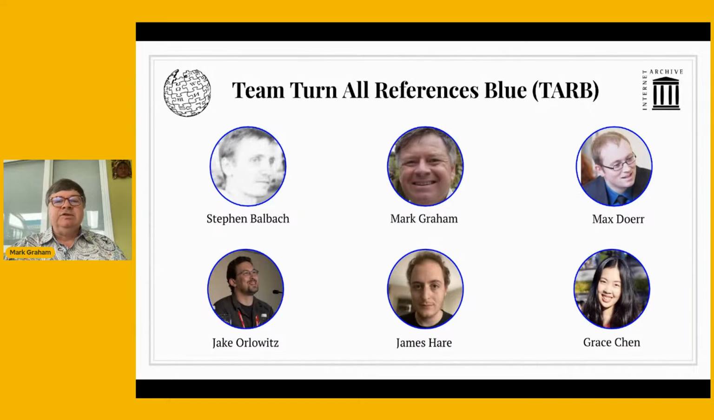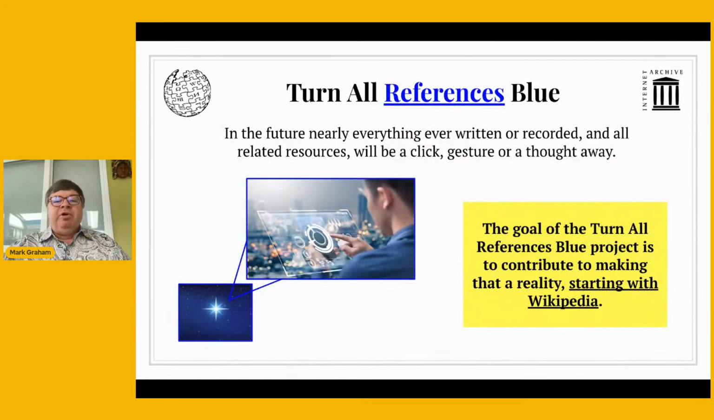First of all, this is the team, the core team at least. There are others involved. Some of you may recognize some of the longtime Wikipedians here: Maximilian Dorr, Jay Gorlitz, James Hare, Stephen Ballback, and for the summer, Grace Chen, Google Summer of Code intern. The project we call TARP, Turn All References Blue.